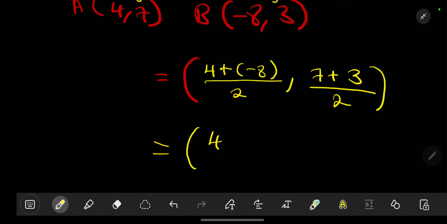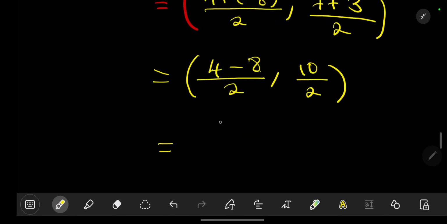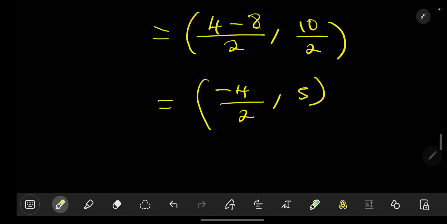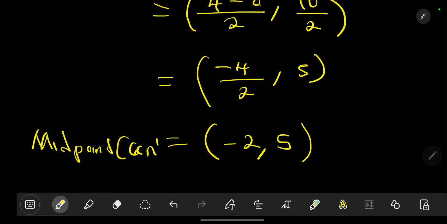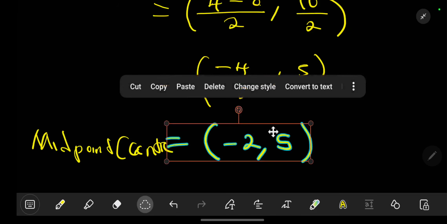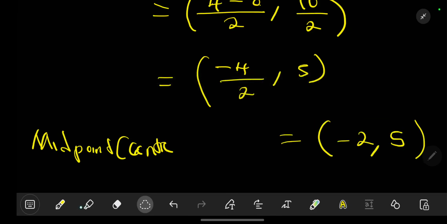Negative by positive will be negative, so we have 8 over 2, then 7 plus 3 is 10 over 2. This is going to give us 4 minus 8, which is negative 4 over 2, comma 10 over 2, that's 5. So the coordinates there are negative 2, comma 5. So this is the midpoint, which in this case is the center coordinates.